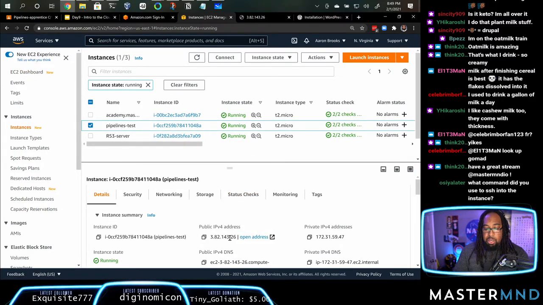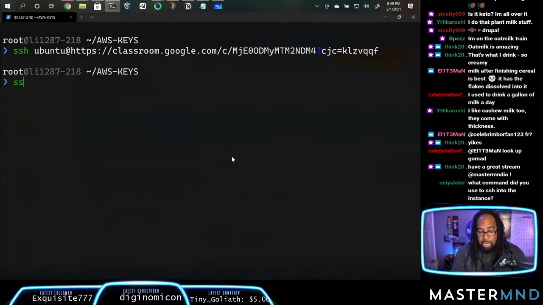And pipelines test is what we're using. So I need to copy this IP address right here. A normal SSH command looks like this: SSH, Ubuntu, at, and the IP address. SSH, which stands for secure shell, the user that you want to log in as, and then at IP address. That's a normal command.